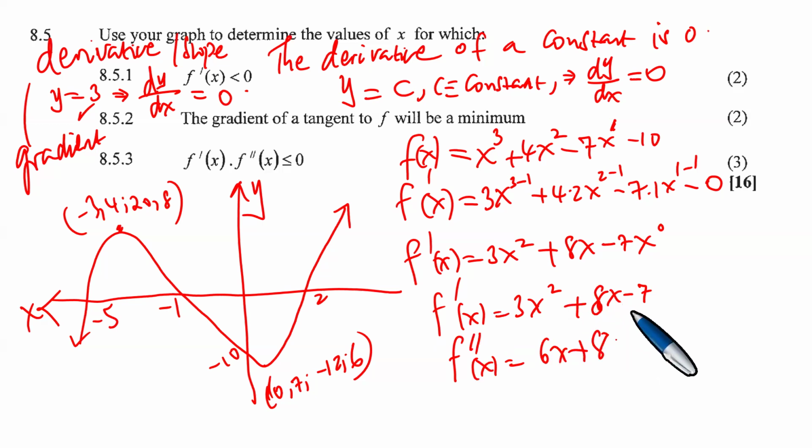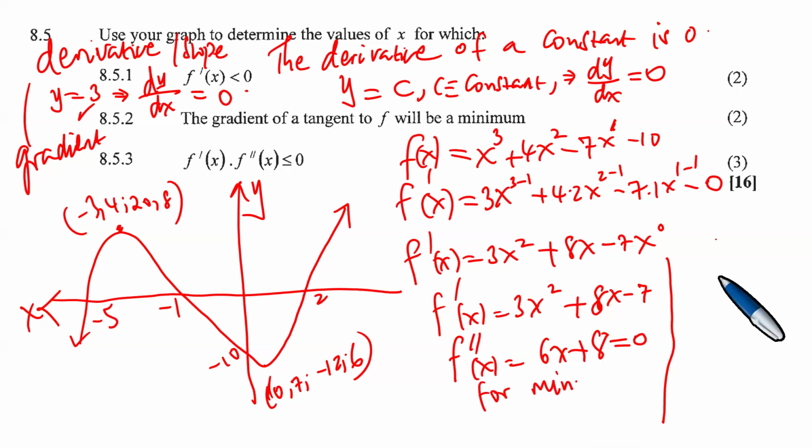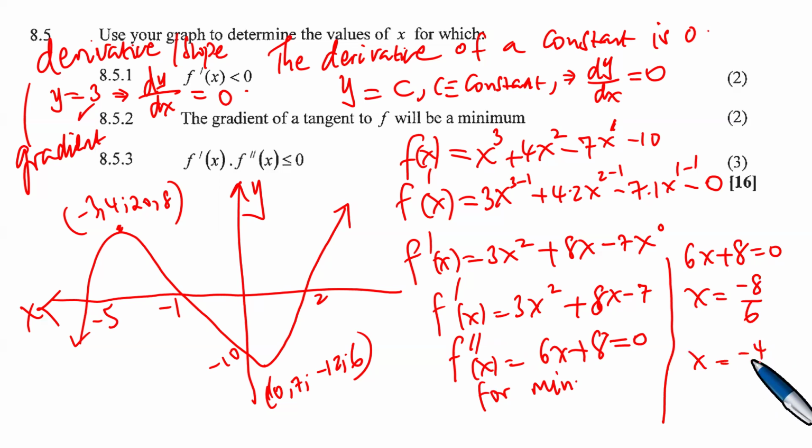If this gradient is to be a minimum, then its derivative must be 0. Always, when they say you need to find the minimum or maximum, the derivative equals 0. So 6x plus 8 equals 0, and that means x equals, you transpose the 8, it becomes negative, and divide by 6, and this means you have minus 4/3. So x here is actually equal to minus 4/3.